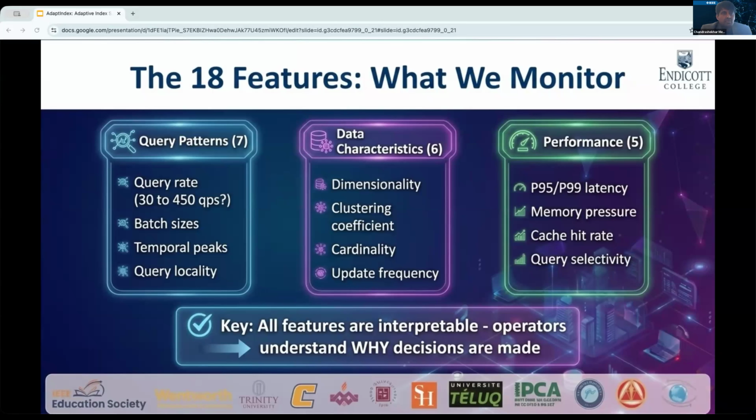Unlike a black box deep learning model, these features are interpretable. Operators can see exactly why the system made each decision. This builds trust and enables debugging.